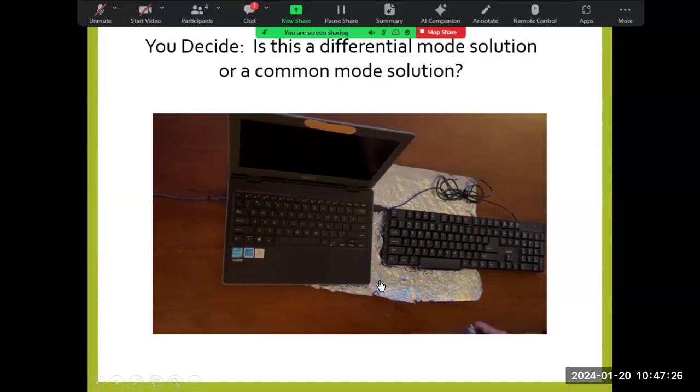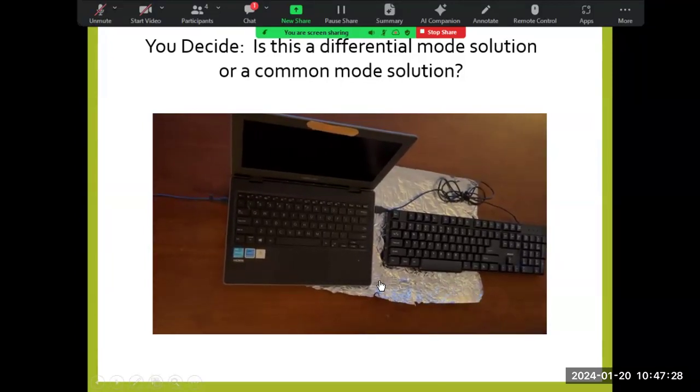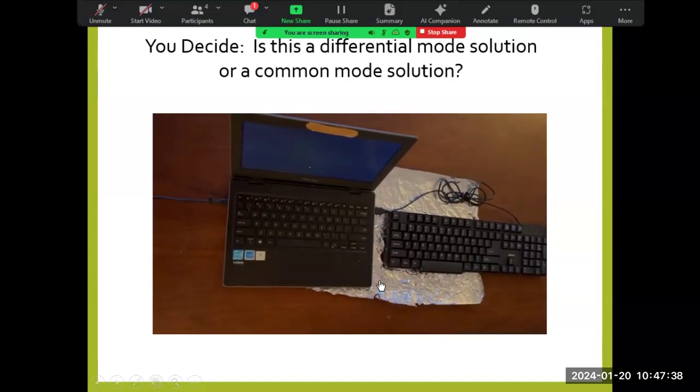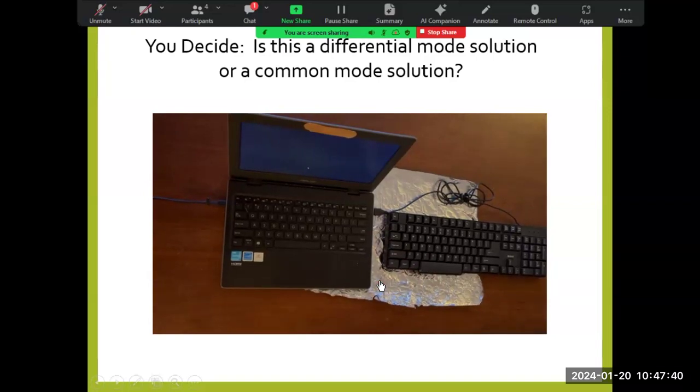Okay. Oh, it doesn't wake up. Oh, okay, put it closer. Really close. And there it wakes up, okay? So the solution is to put the ground plane under both.